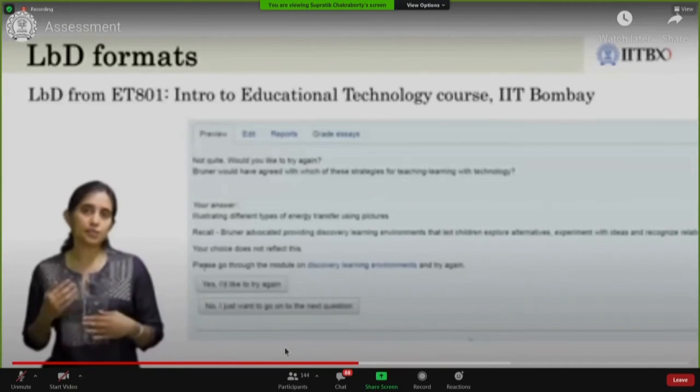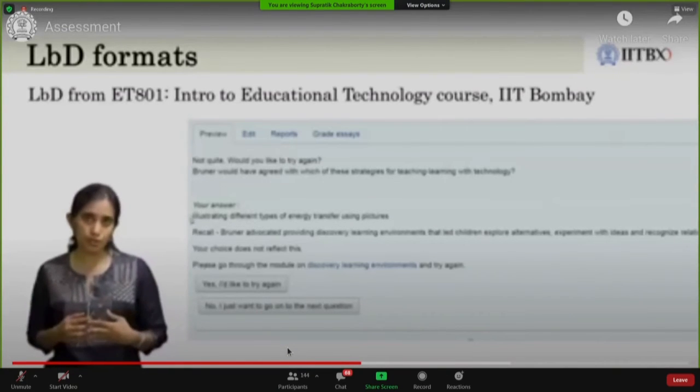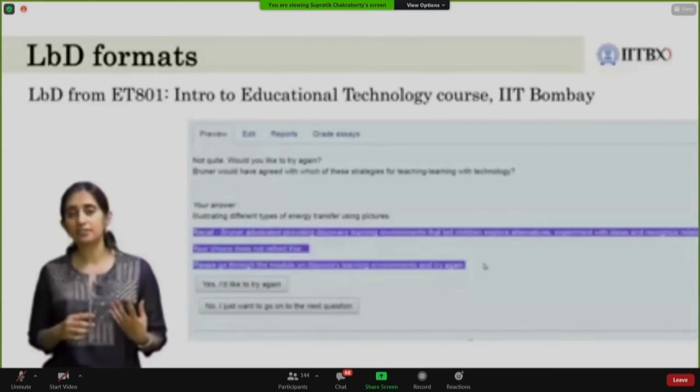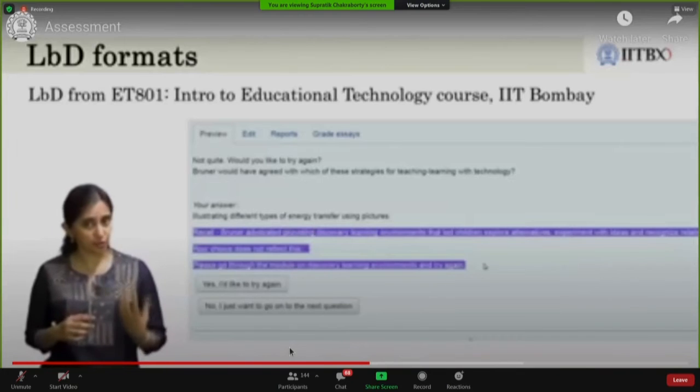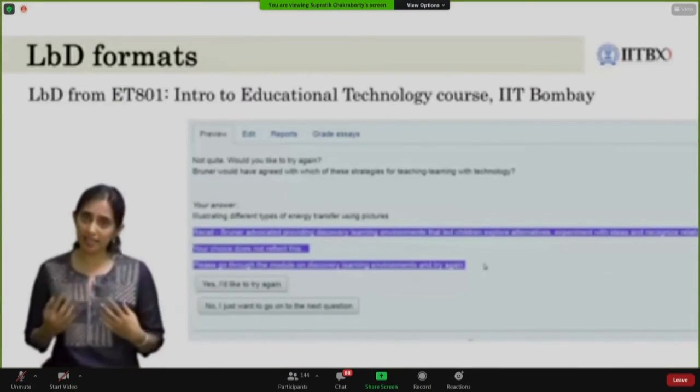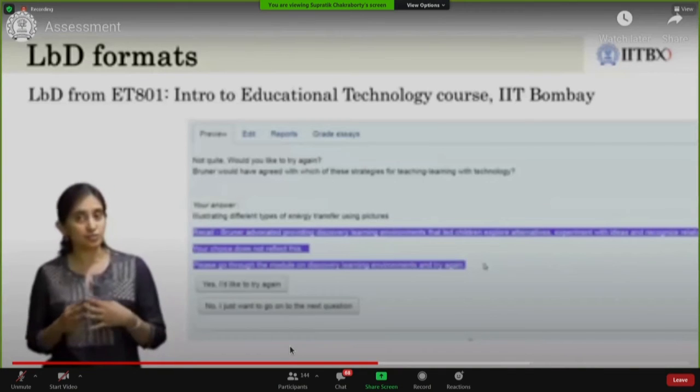The feedback to LBDs in an LCM MOOC are customized and detailed. They go beyond telling the learner whether he or she was correct or wrong. In fact, they help the learner understand the reason for why their answer might have been wrong and how they could have improved.